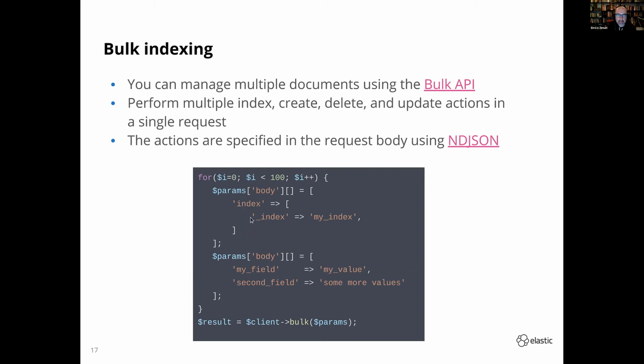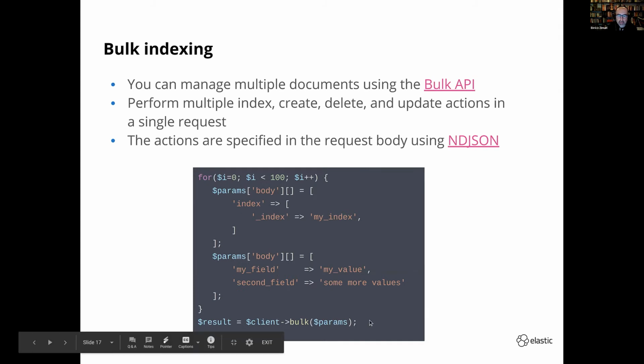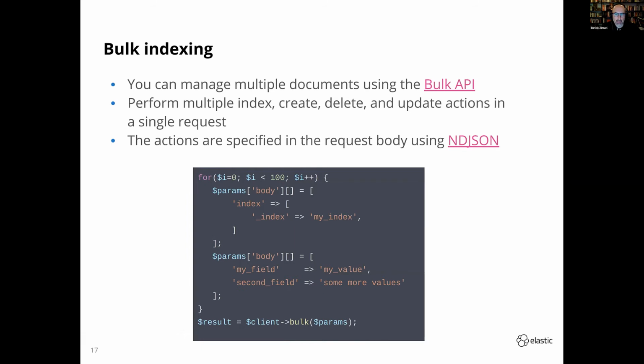Inside the index, you can specify the name of the index that you want to index into. The second element of the array is the body, so the content. So you have the first element that specifies the operation, and the second is the document. In the document here, I just put some key values. And you have the bulk API at the end. So you prepare this associative array with all the documents inside, and you can call the bulk API, passing all the parameters. Very straightforward.